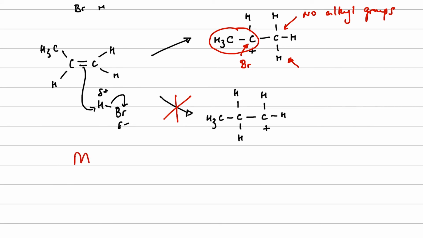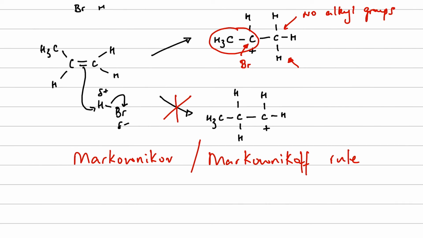Markownikoff is regularly spelt in two different ways. So Markownikoff, or sometimes with the double F, Markownikoff rule. Let me repeat that. Markownikoff rule tells us that the hydrogen atom always bonds to the carbon with the fewest alkyl groups, and the X, whatever that X was, i.e. the delta negative part of our little molecule, always bonds to the carbon with the most alkyl groups.